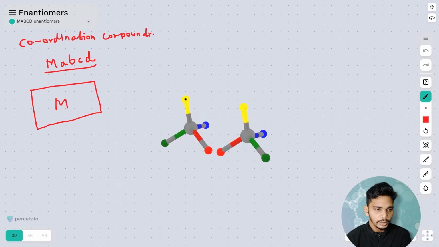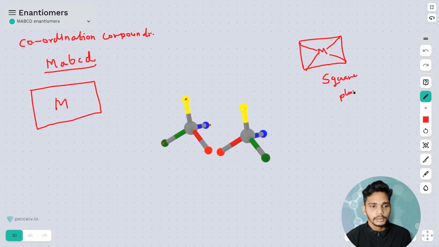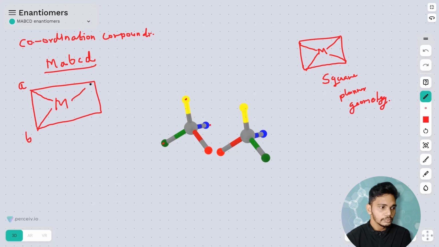If the metal is at the center, with the four positions around it, it shows a square planar geometry. So when you draw the structure, you get A here, B here, C here, and D here. So this is which type of coordination compound geometry? Square planar, as we just discussed.